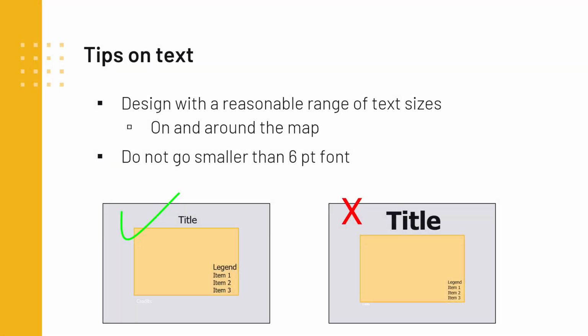Some tips on text. When you're designing text for a map, design within a reasonable range. Don't go super small to super large. Maybe between a 6-point font difference if you're talking about a page size map. If you're talking a poster, the range will be larger. The text can go on or around the edge of a map, but whatever you do, never ever go smaller than a 6-point font. It just makes it way too hard to read.